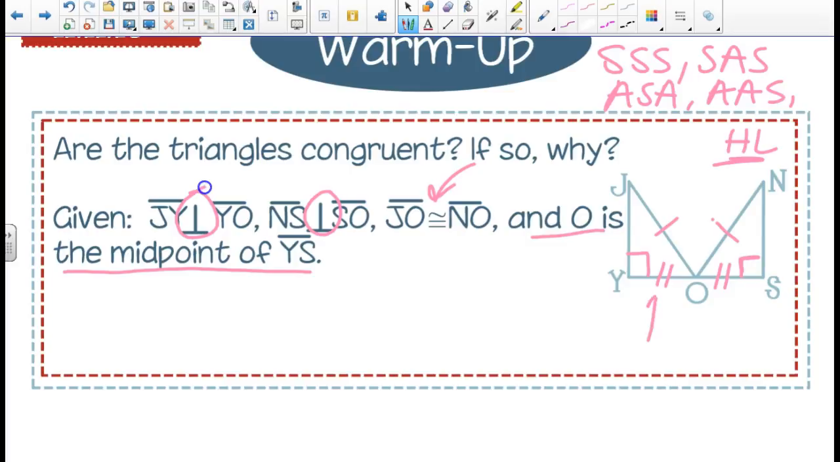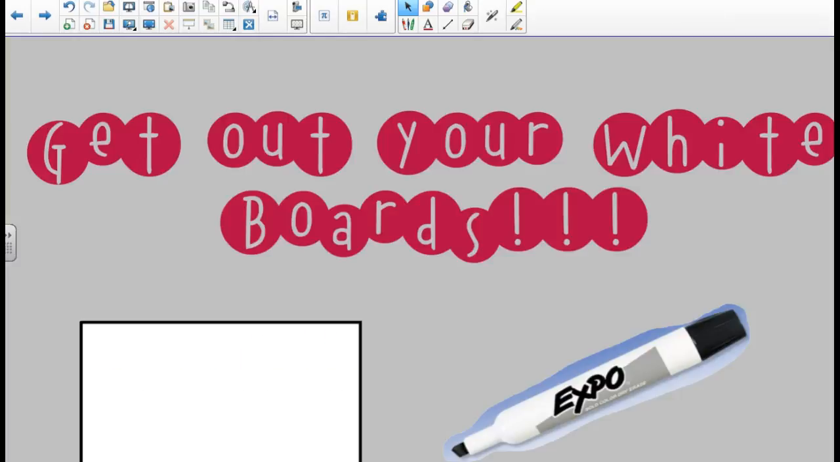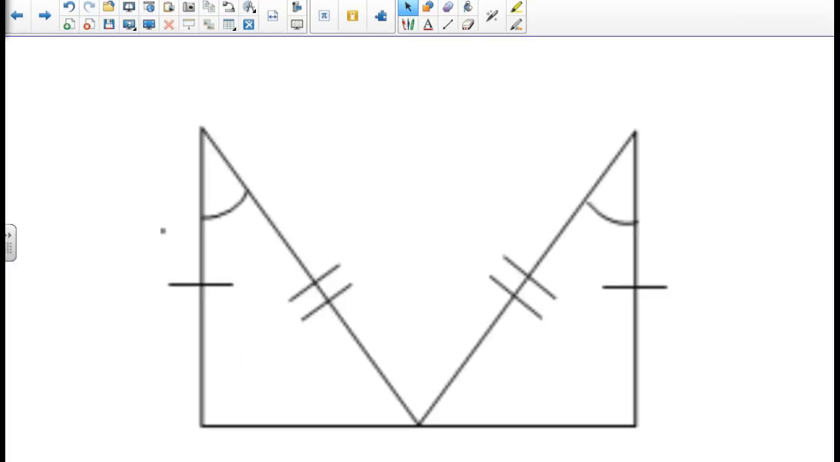Right here. Right here. So these two triangles are guilty of being congruent, and what's the evidence? HL. Are they congruent? Yes. If so, what are they congruent by? HL was the answer to the warm-up. Write it down. Okay.